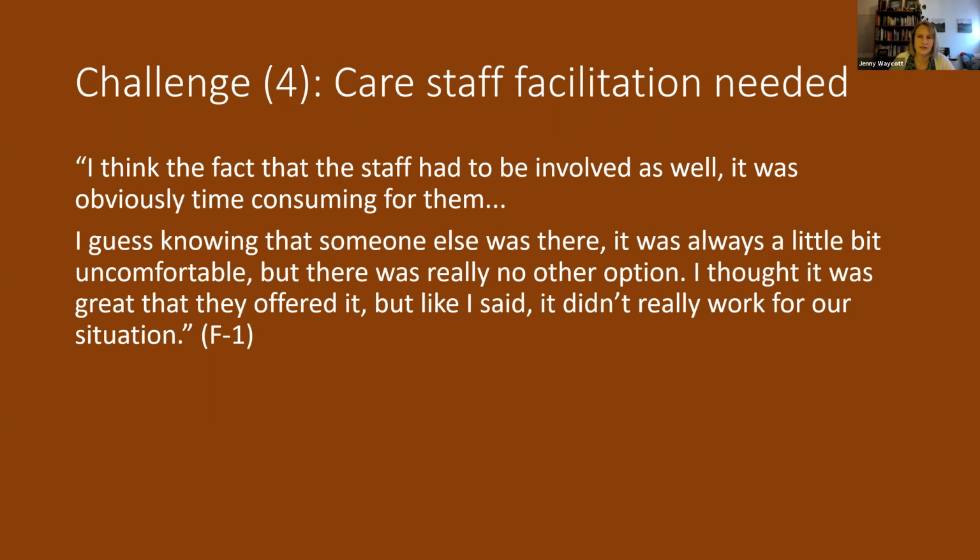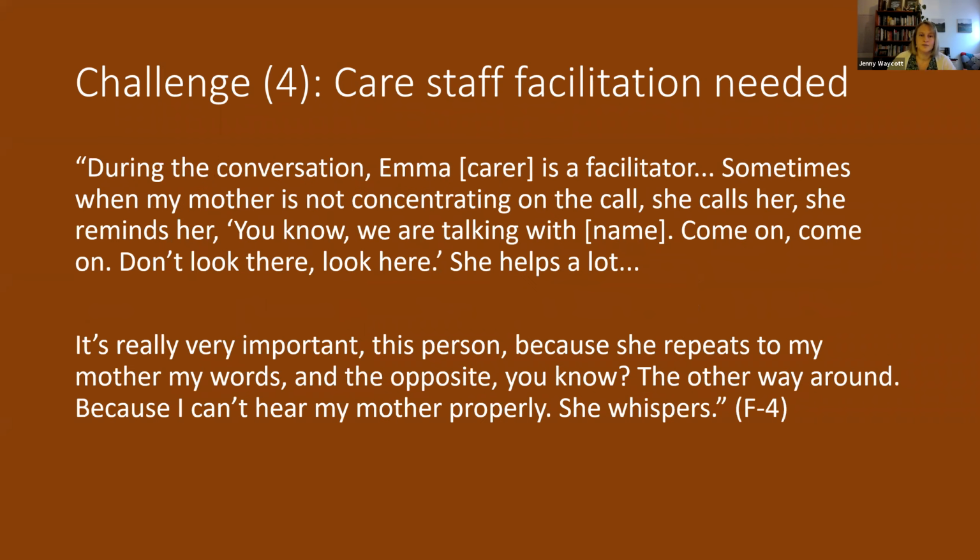And that contrasts a little bit with some of our other participants' reflections. It contrasts with this participant's reflections, actually. So this is our participant who was communicating with her mother in Italy. And she talked a lot about the role of the carer, and a particular carer who worked with her mother and was there during those conversations. So during the conversation, Emma is a facilitator.